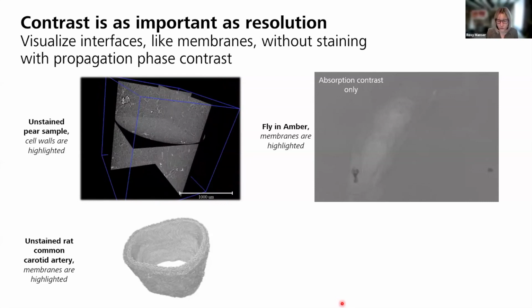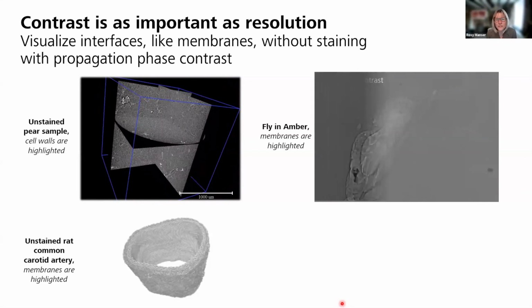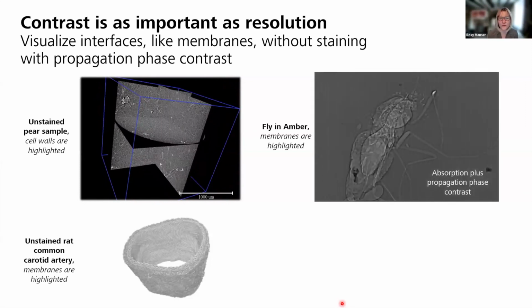Next, on the right-hand side, this is a fly in amber, so an example of a very old specimen. Without using propagation phase contrast, you really don't see much at all. This is just a very, very old fossil and you can't see the fly. But using propagation phase contrast, you're able to pick out the membranes of that fly and you can actually see that structure. So it was kind of essential for this study as well.